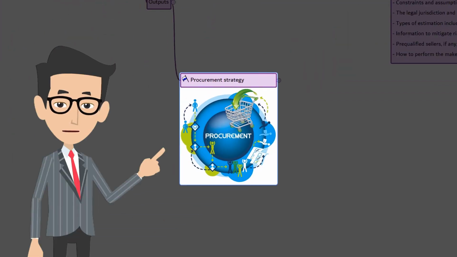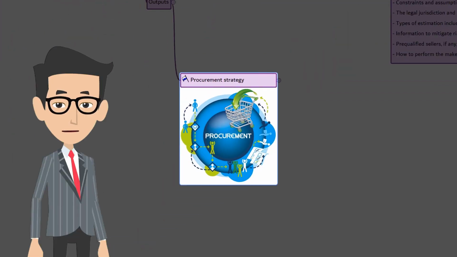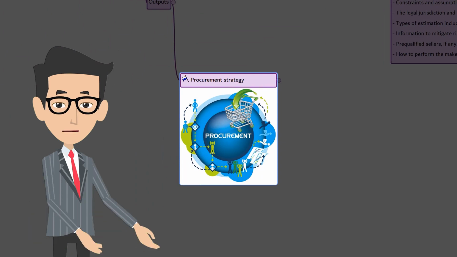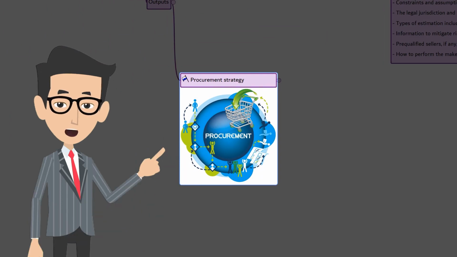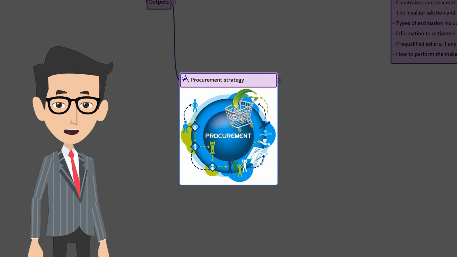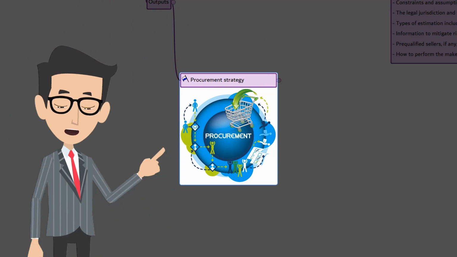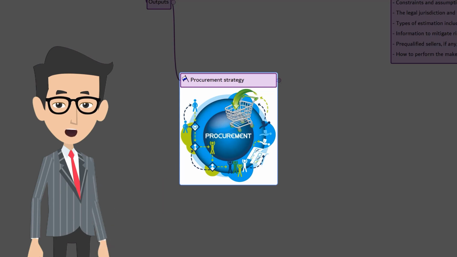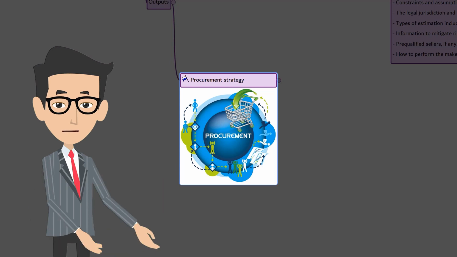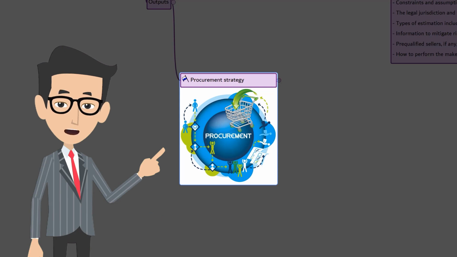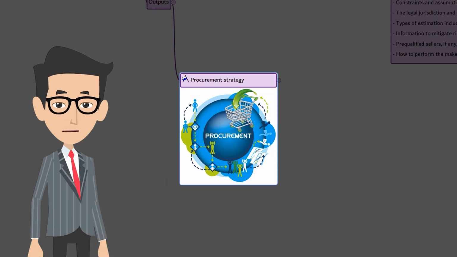The second output is procurement strategy. Procurement strategy is about how the product or service will be acquired from outside the organization. This includes the procurement phases, legally binding agreements, project delivery methods, the contract type to be used, for example, fixed price or cost plus incentive, etc.